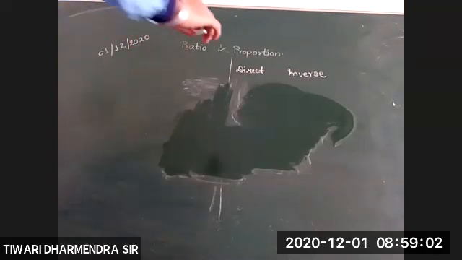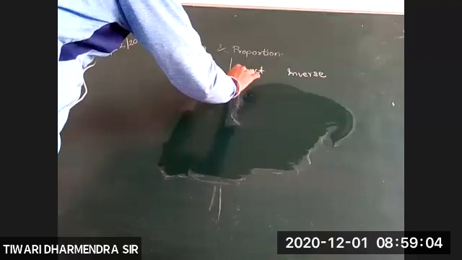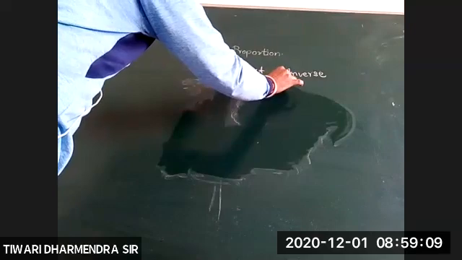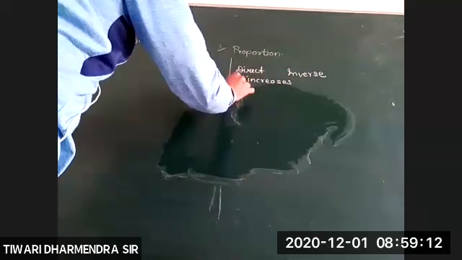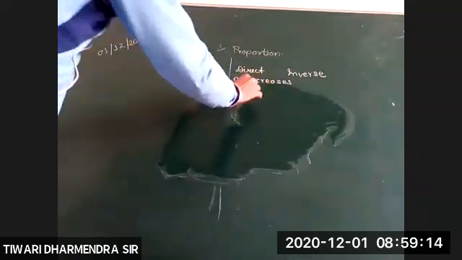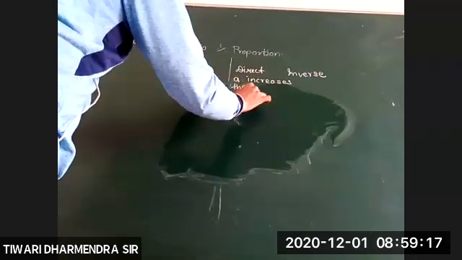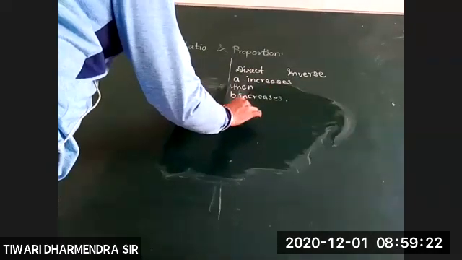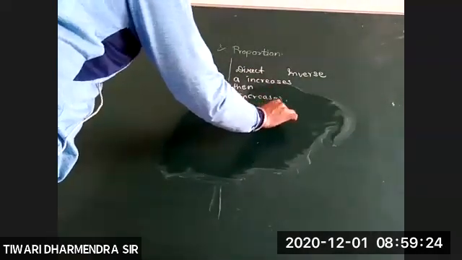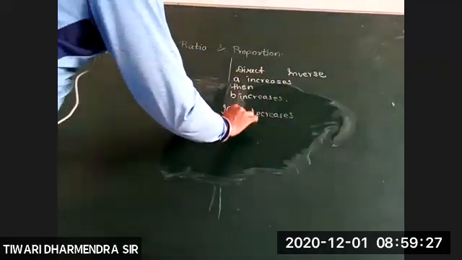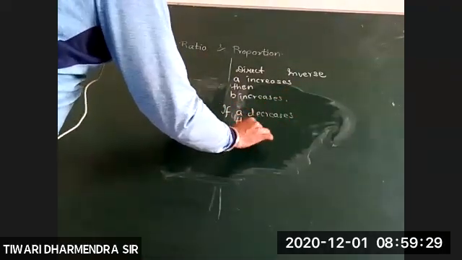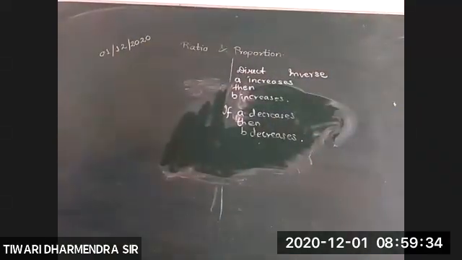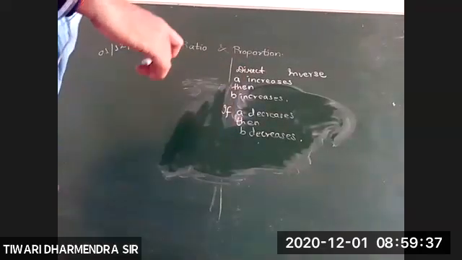Direct proportion means when the first quantity, say A, increases, then B increases. If A decreases, then B decreases. This is what we mean by direct proportion.